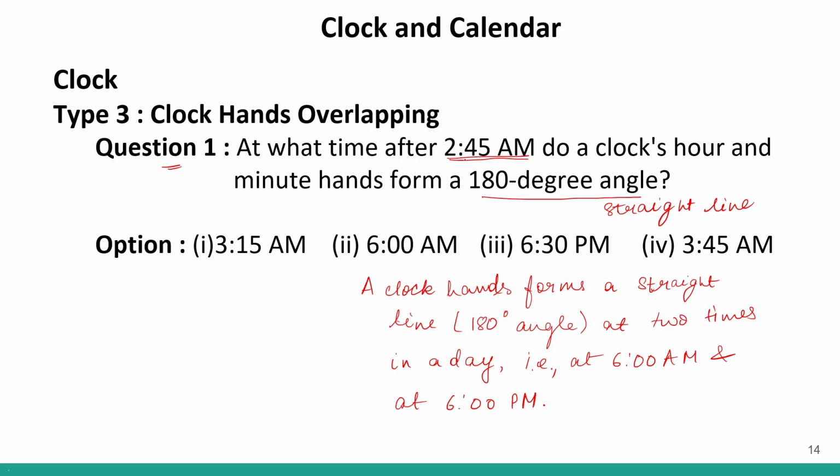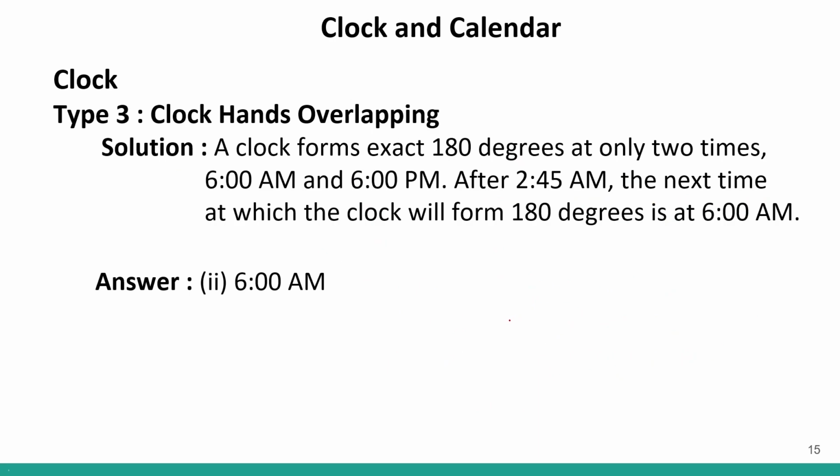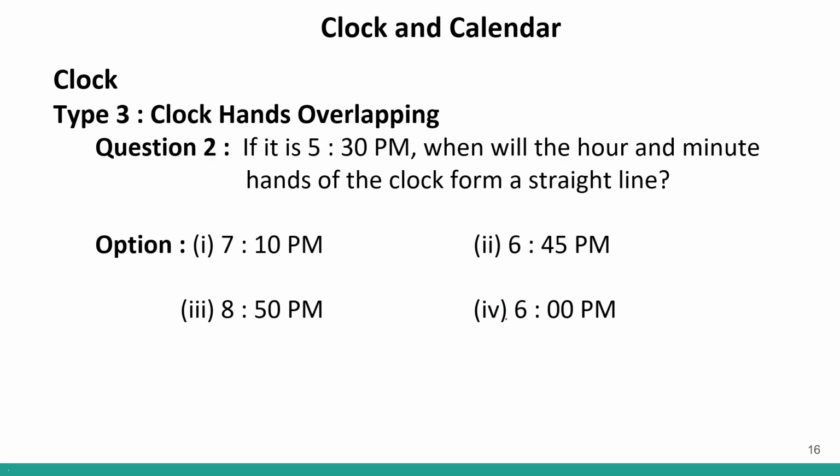So after 2:45 am, what will be the next time? After 2:45 am, the next time will be 6 am. So the answer will be option number 2, 6 am. Clear? Now this is given over here also. Okay? Now, if it is 5:30 pm, when will the hour and minute hands of the clock form a straight line? So after 5:30 pm, what will be the next time? Will it be 6 am or will it be 6 pm? After 5:30 it will be 6 pm. So 6 pm is given in option number 4. So option number 4 will be your correct answer.